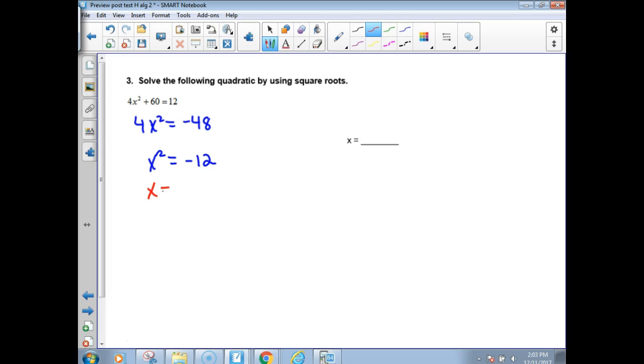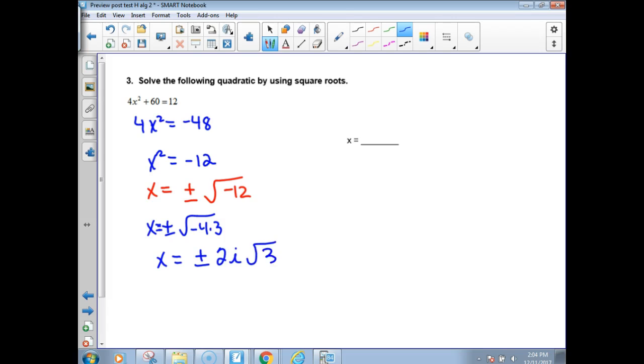We then take the square root of both sides, and don't forget it's plus or minus the square root of -12. We then need to simplify the radical. So it's going to be plus or minus the square root of -4 times 3. You don't have to write all these steps if you get it. And that is an equal sign. Then you take the square root of -4, which is 2i. So this would be plus or minus 2i times the square root of 3.